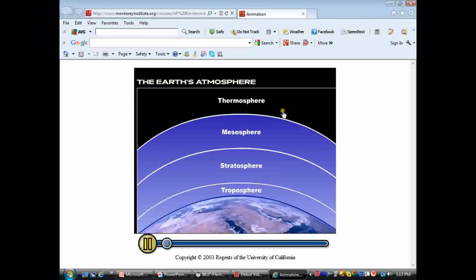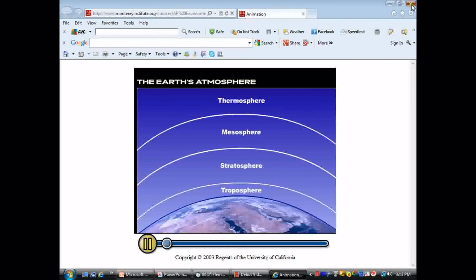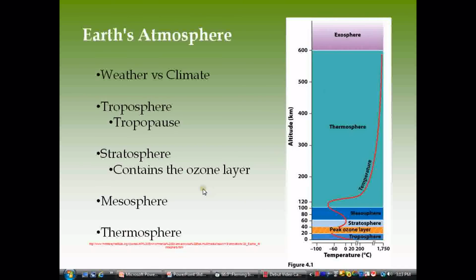Alright, so those are the layers with something famous about each one of them. Memorize these layers. You've got to know them and have an idea about the height that we're talking about here. You can see how much larger the thermosphere is than any of these other layers.